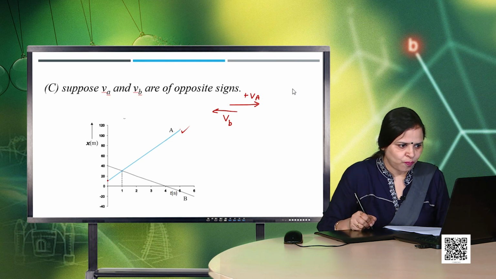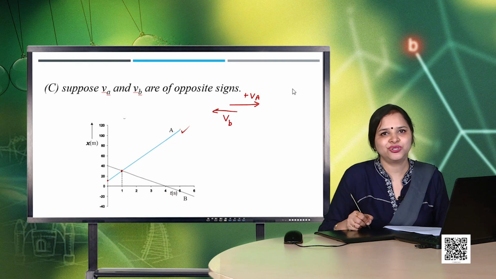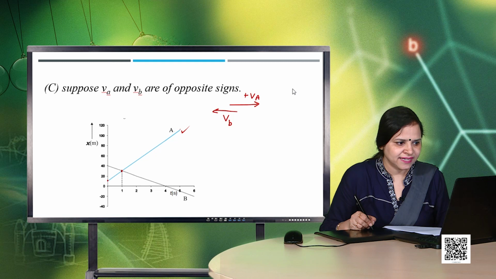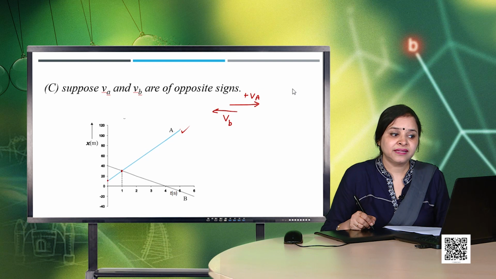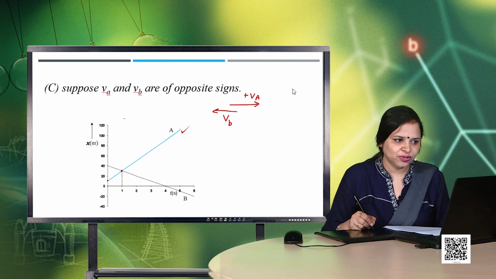Again, the point of intersection represents the instant where the two objects will meet. So, here we see that at a time of 1 second, both the objects will meet each other. This is how we can represent the relative motion between the two objects graphically.